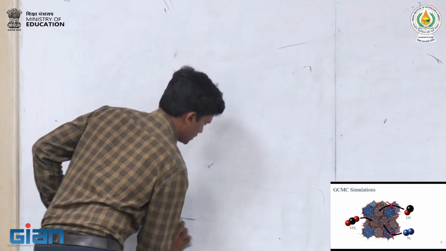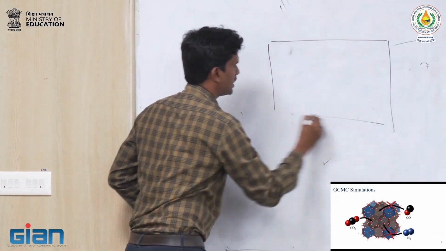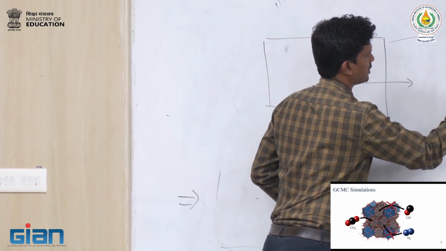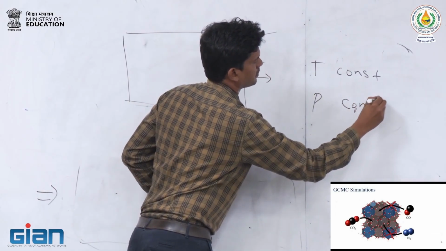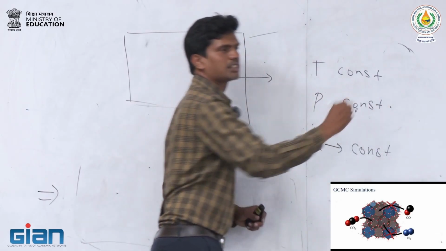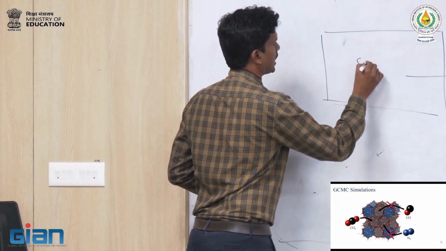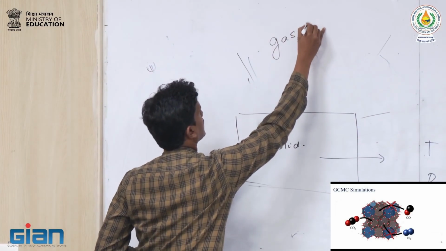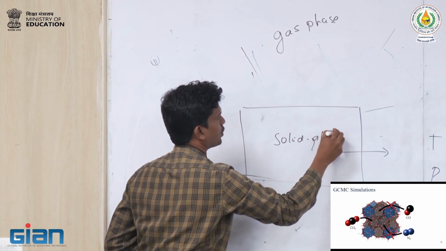once equilibrium is reached, what is the condition for chemical equilibrium? Temperature should be the same, pressure should be the same, and chemical potential should be the same. So what we do here is say here we have solid and here we have gas. These are the two phases, and these two are in equilibrium.